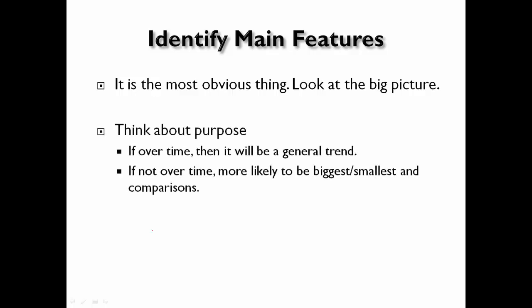You need to think about purpose. If it's over time, it will normally be a general trend. If not over time, it's more likely to be something like the biggest, the smallest, and comparisons. But treat each graph differently. Don't just look at the biggest and the smallest and look for comparisons. Each graph has a different set of values. Each graph needs to be looked at differently.